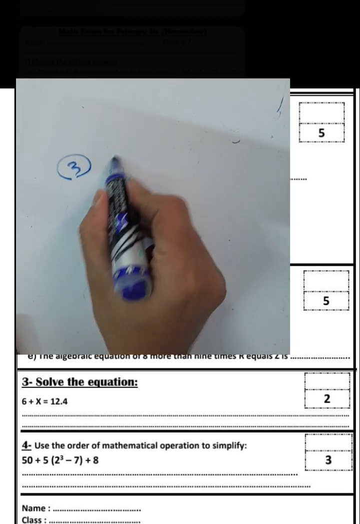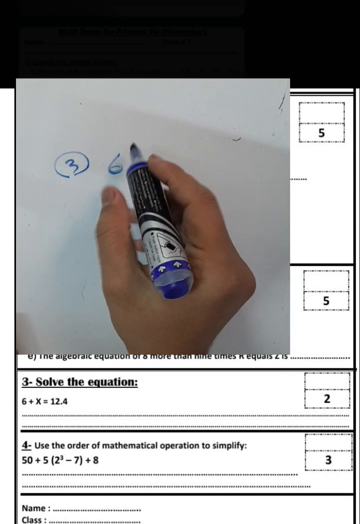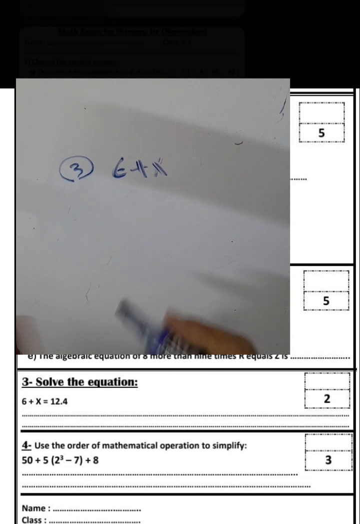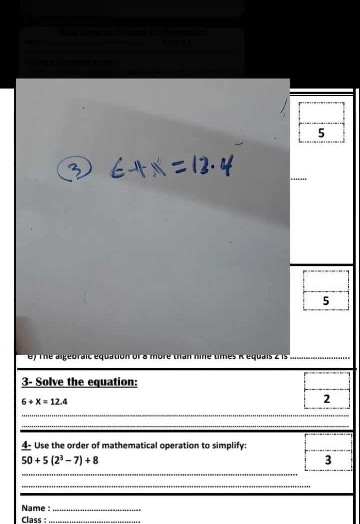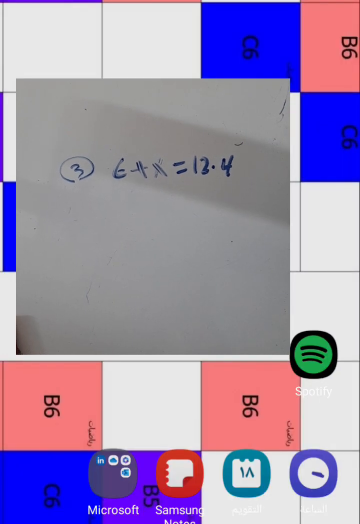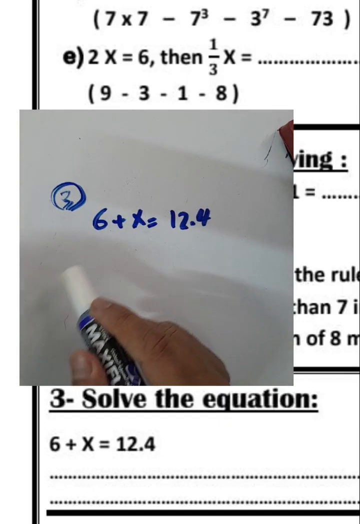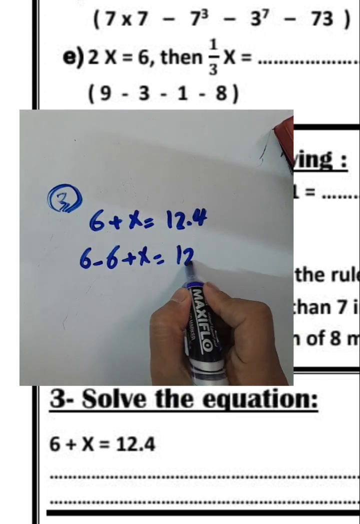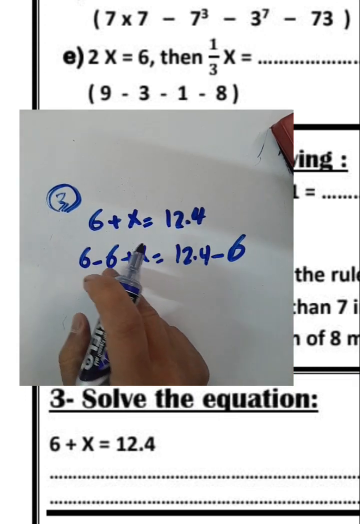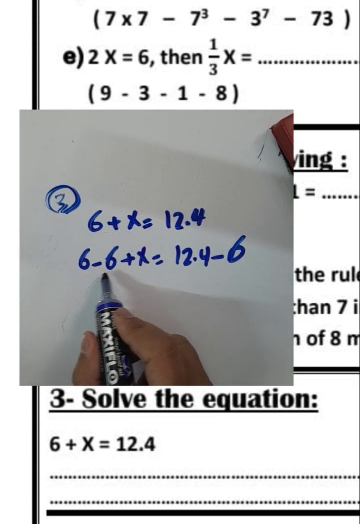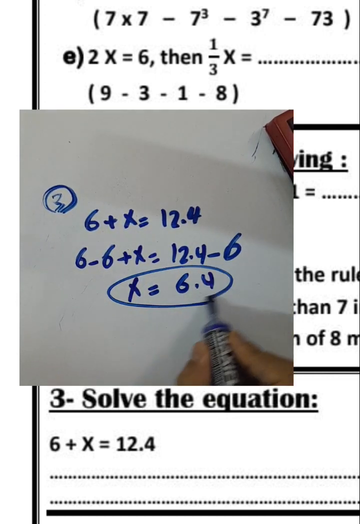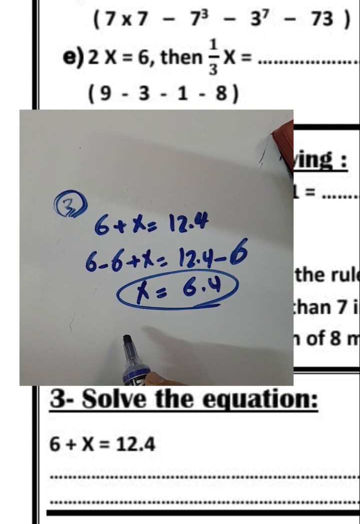Okay, next question, number 3. Solve the equation: 6 plus x equals 12.4. We can cancel 6 by its inverse, which is negative 6, on the left-hand side and the right-hand side. Here minus 6 and here minus 6. Then 6 minus 6 equals 0, and 0 plus x equals x. Then 12.4 subtract 6 will be 6.4. It's the result of this example: 6.4.